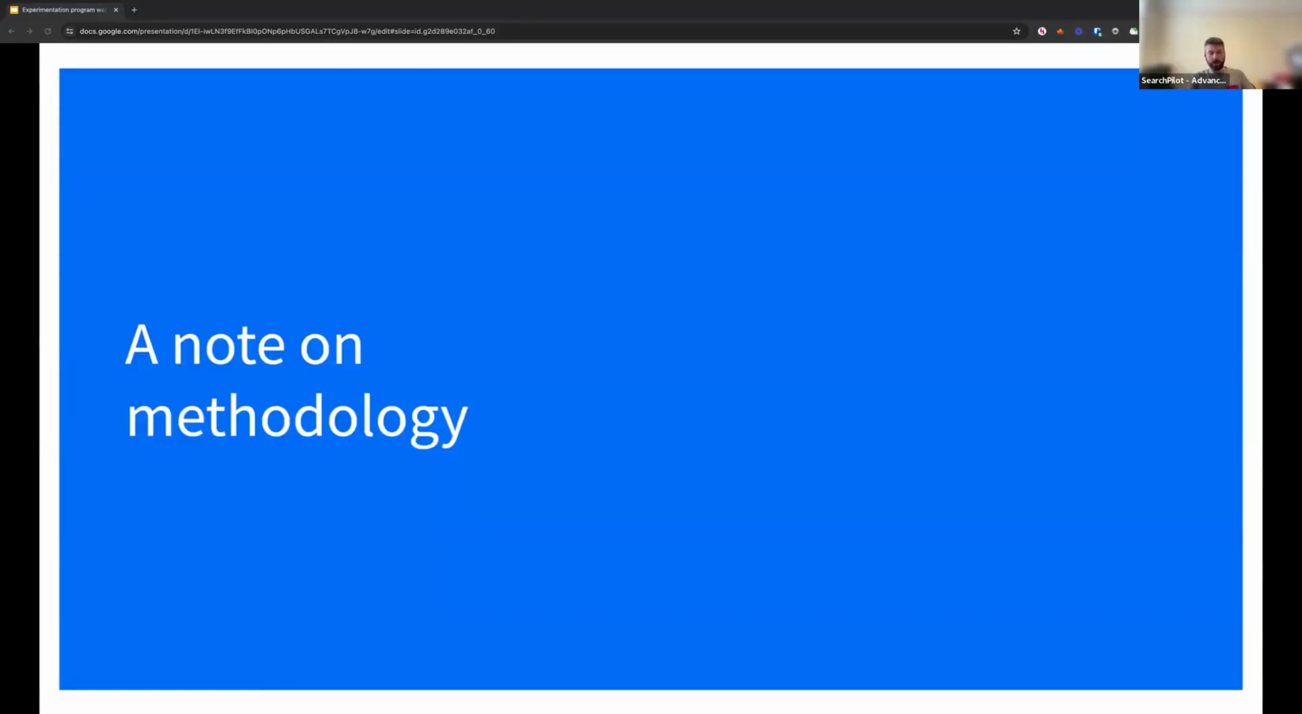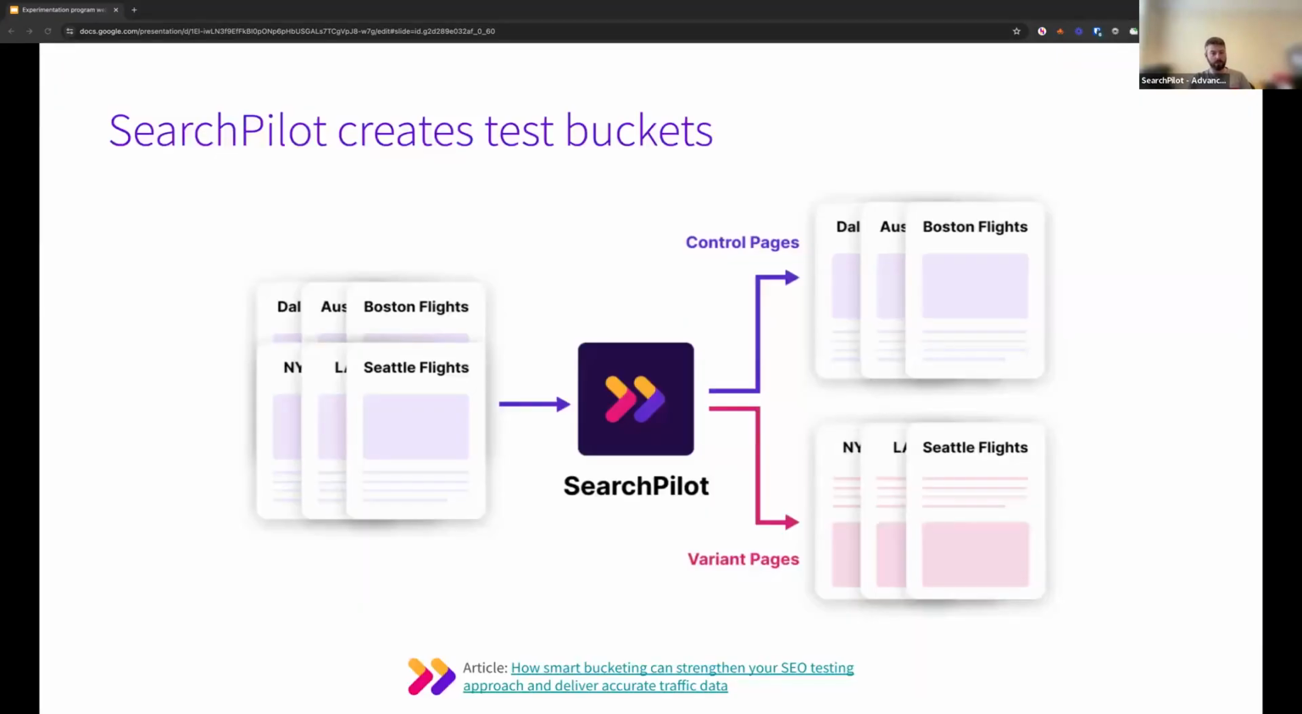A quick note on methodology before we get into how we set goals. I think it's going to be useful to explain a little bit more about how we run SEO experiments at SearchPilot. This is how we do things, but any SEO experimentation program, whether it's with us or on your own, will have similar underpinnings behind how the testing works. First of all, we decide on which pages we want to run a test on, and the SearchPilot platform analyzes organic traffic data to divide pages into control and variant groups that are statistically similar.